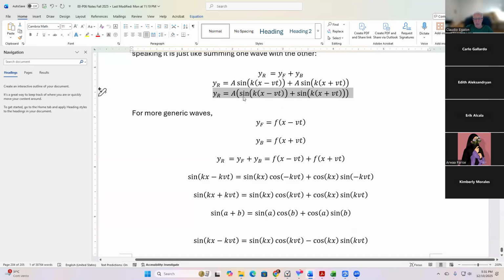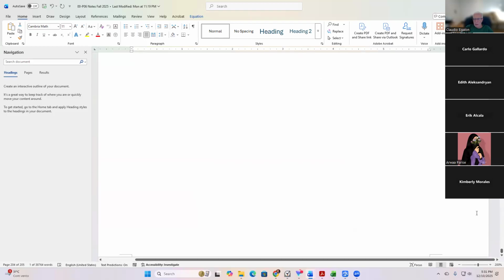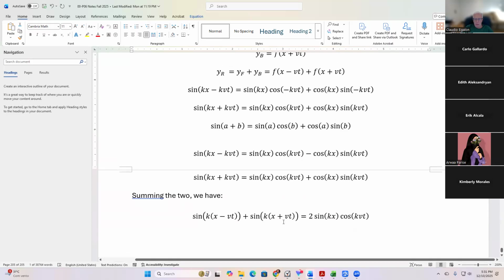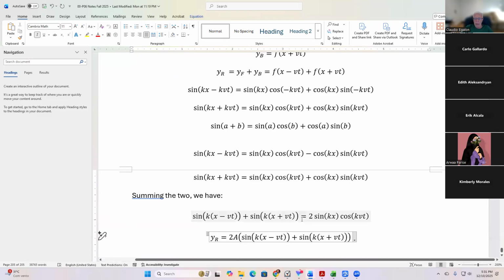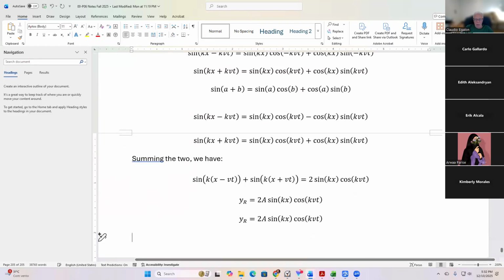mathematical interpretation. It's very difficult to interpret what you see right here, okay? So we have to rearrange those equations in an easy way to interpret it. So what we end up having here is the following: 2a sine kx cosine kvt, like that. But I'm going to write it in a better way. That's going to make it even more intuitive than what you have here.